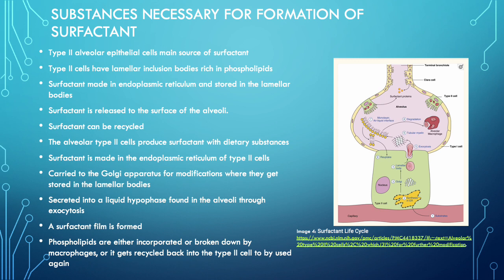A lattice-like structure known as the surfactant film is formed by surfactant. Phospholipids are either incorporated or broken down by macrophages, or they get recycled back into the type 2 cells so they can be used again.